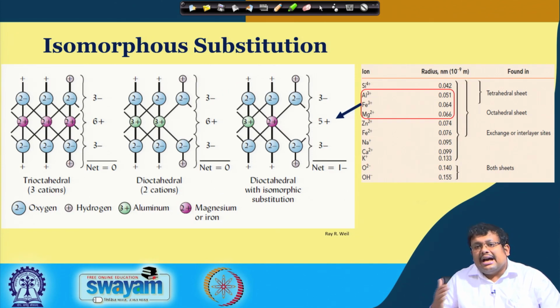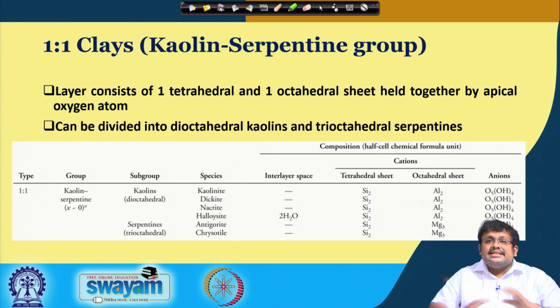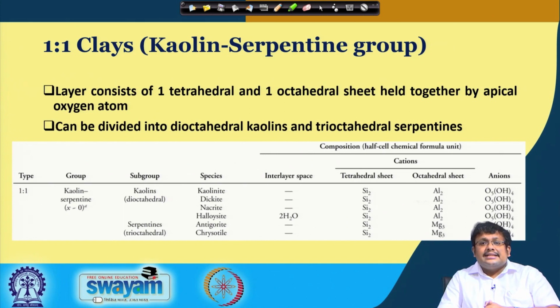The sand and silt are not reactive because they are electroneutral. However, due to the presence of this type of negative charge on the surface, the clay minerals are highly reactive. So, let us start with discussing different types of clay minerals.